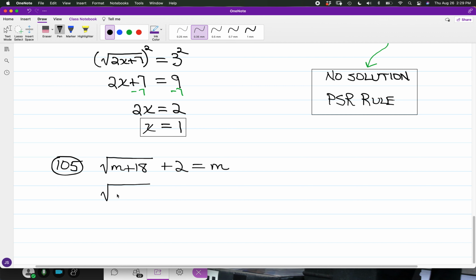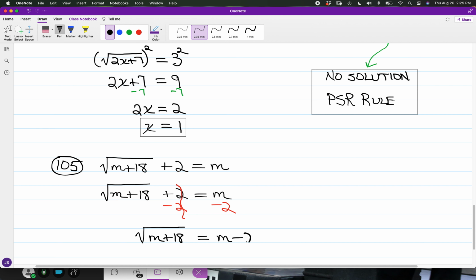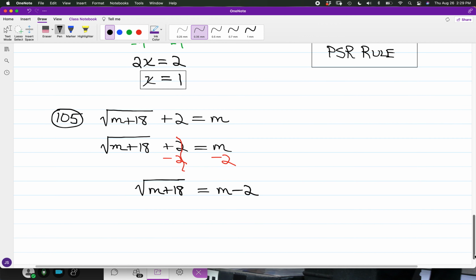And if I look at isolating the radical term or expression, which can be done upon moving the 2, so if I subtract 2 on both sides, I have the square root of m plus 18 is equal to m minus 2.